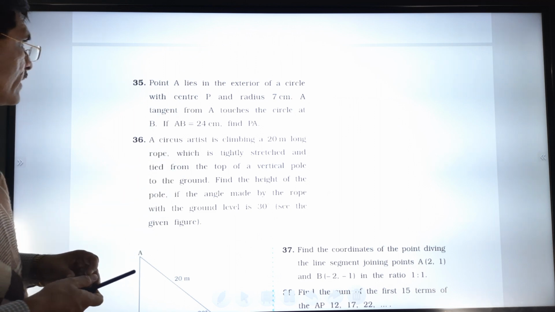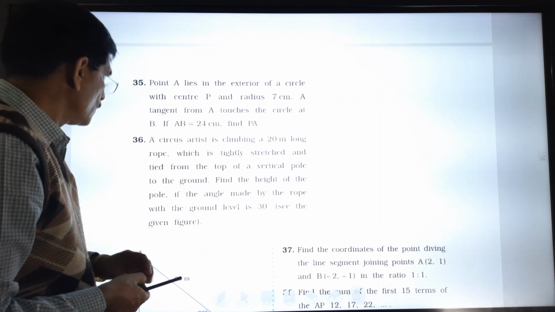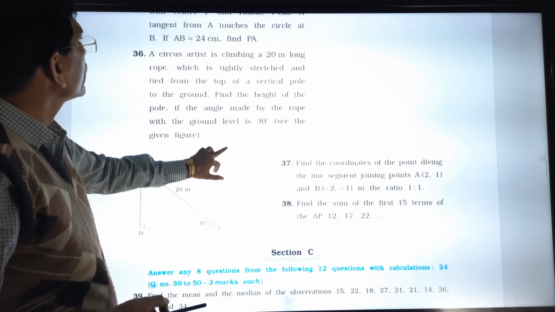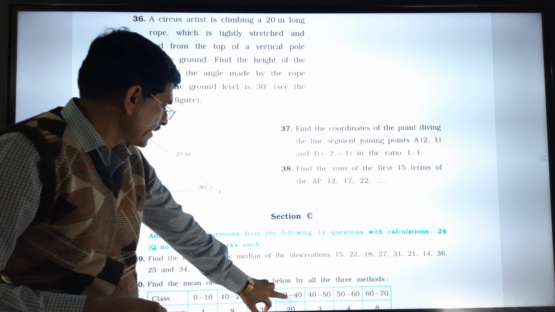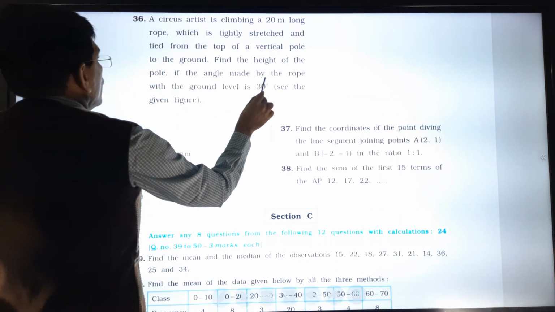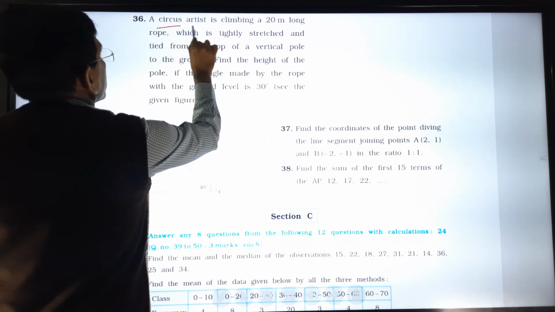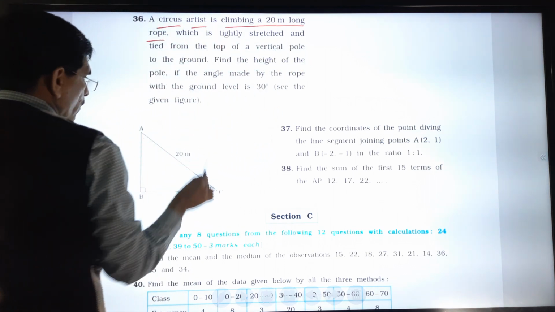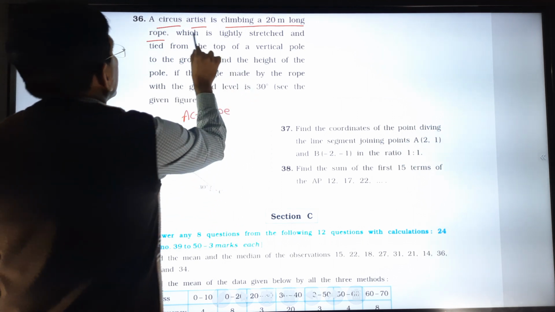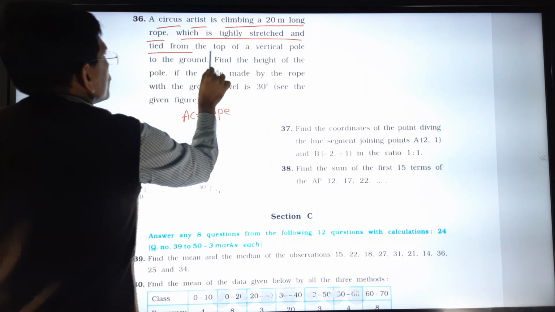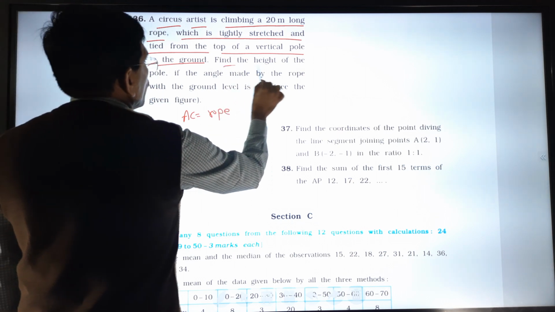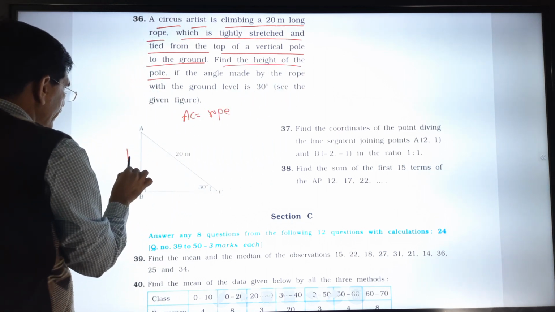The question is: a circus artist is climbing a 20-meter long rope. So we can say AC is equal to the rope, which is tightly strapped and tied from the top of a vertical pole to the ground. Find the height of the pole. So we can write H here.